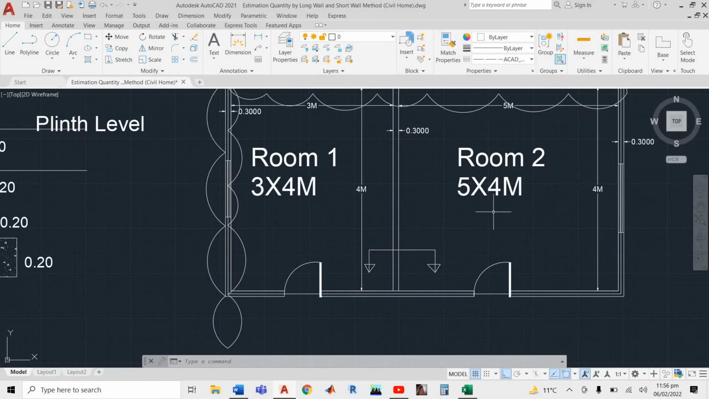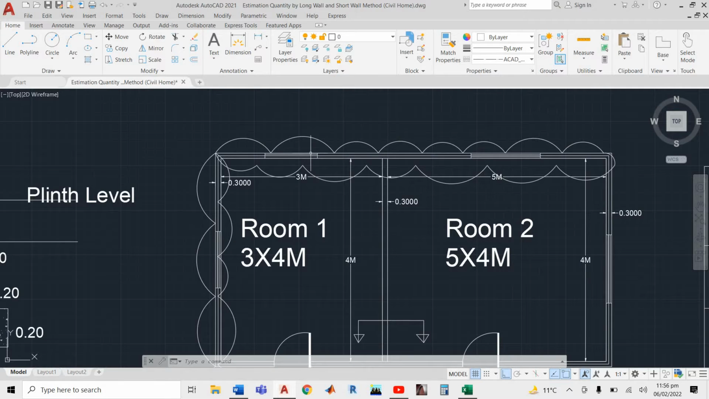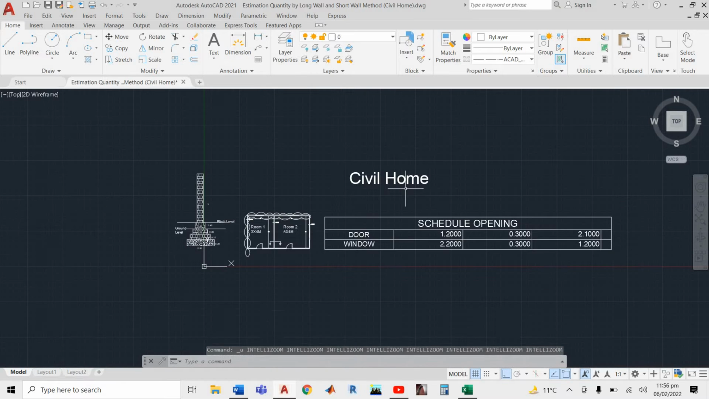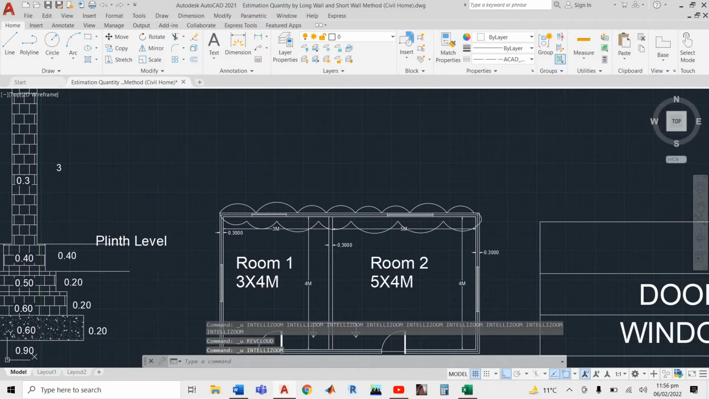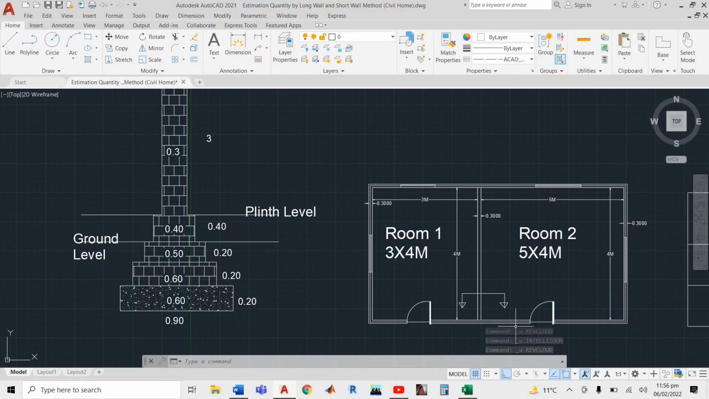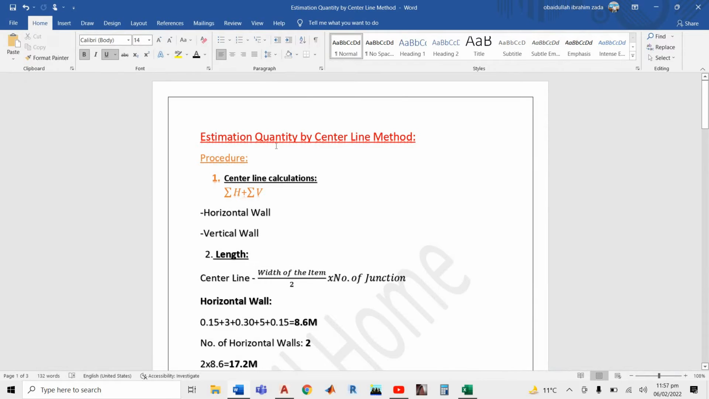But it is not necessary to draw the center line on the partition walls or the walls inside your plan. It is just for the boundary of your plan. So here we have to draw the center line first of all, and then what is the procedure? Come here, see the procedure for estimating quantity by the center line method. It's very simple. The procedure is, first of all, center line calculation. We have to calculate the center line.